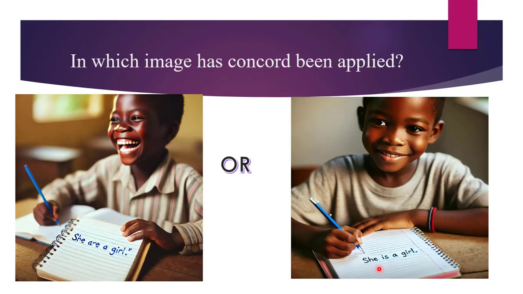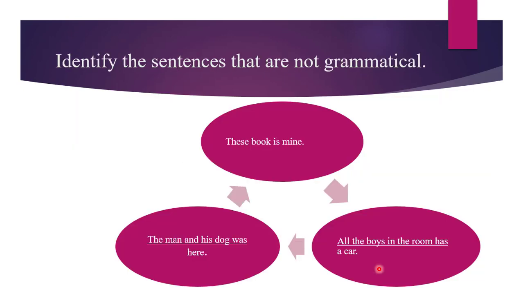Let us analyze the following sentences to build a strong foundation for our Concord lessons. We have 3 sentences. You have 30 seconds. Identify which one is grammatically correct and which one is grammatically incorrect. Are you done? Let's take sentence 1. This book is mine. Was Concord applied over here?